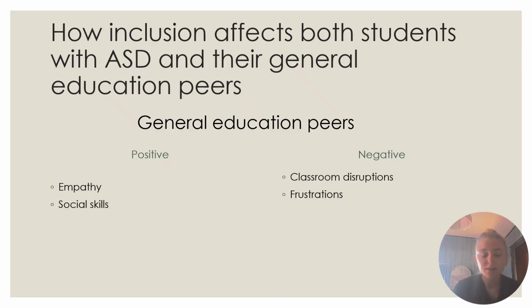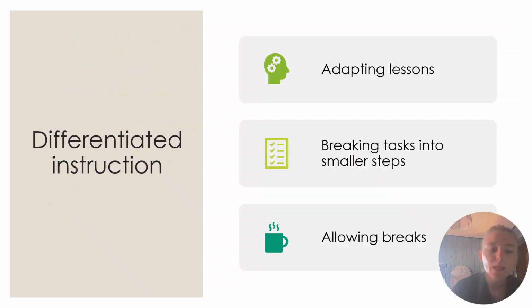For the gen ed peers, they are learning empathy and social skills. They are learning how to interact with somebody that is not like themselves. On the negative side, there are going to be classroom disruptions. Children with autism are very unpredictable and they will just scream. And there can be frustrations when working with people that are different from yourself.